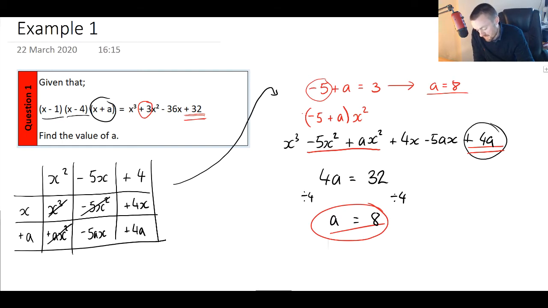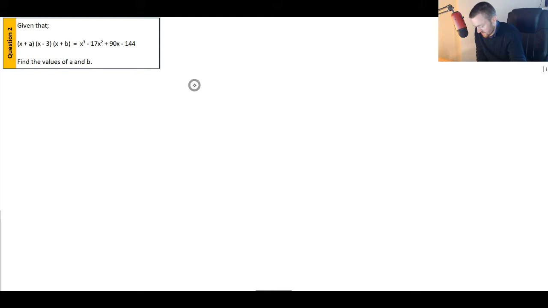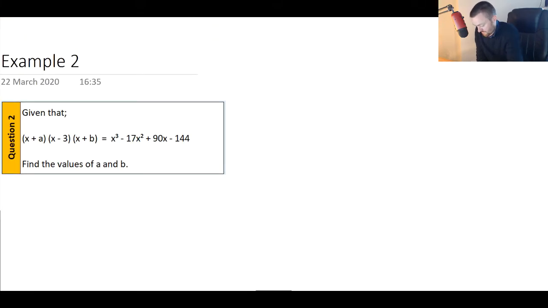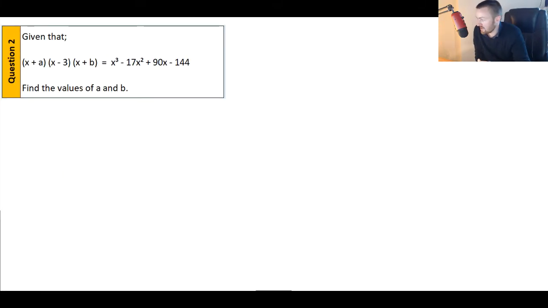Okay, second example. Zoom in again. Okay, so this is slightly more tricky because in this question we're told we've got 3 brackets. When I expand those 3 brackets, this is the answer I get. And I'm asked to find out what the values of a and b are.